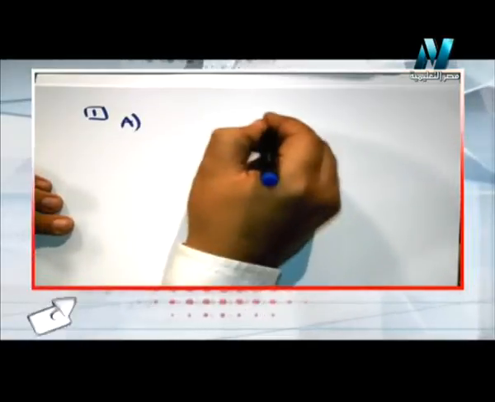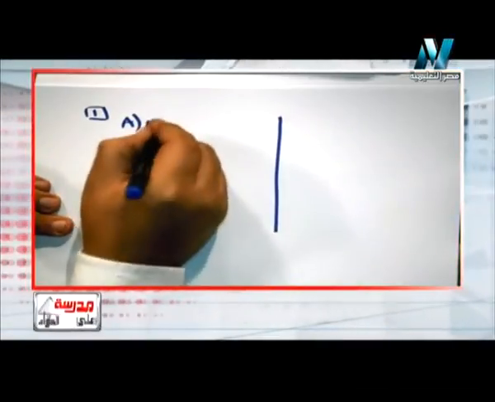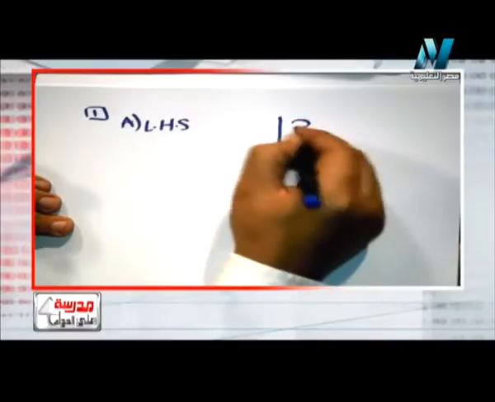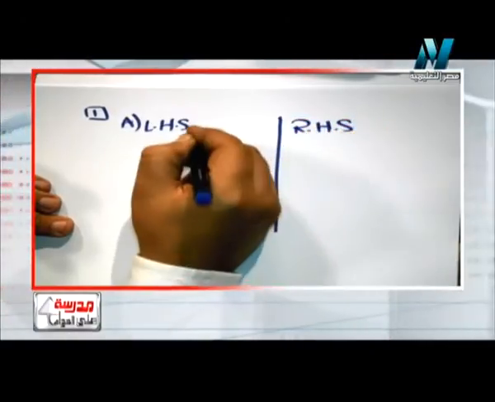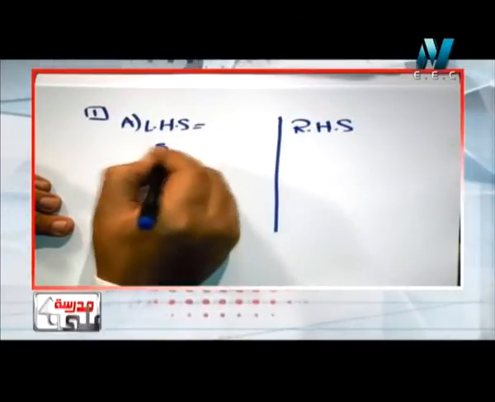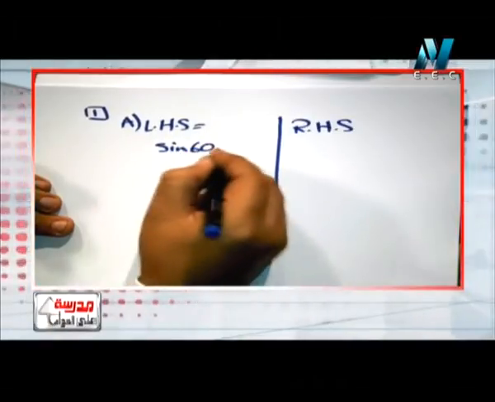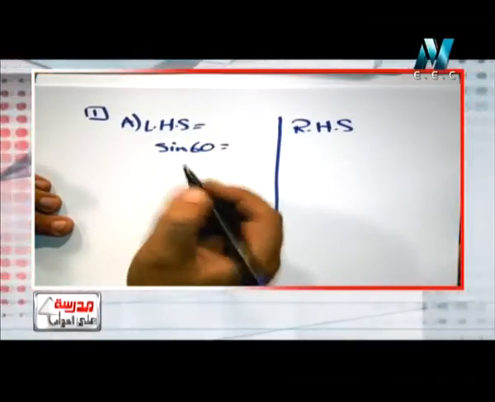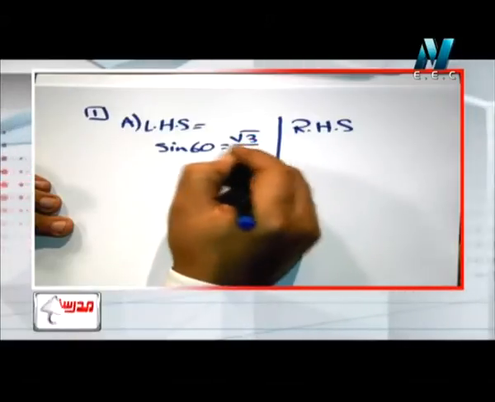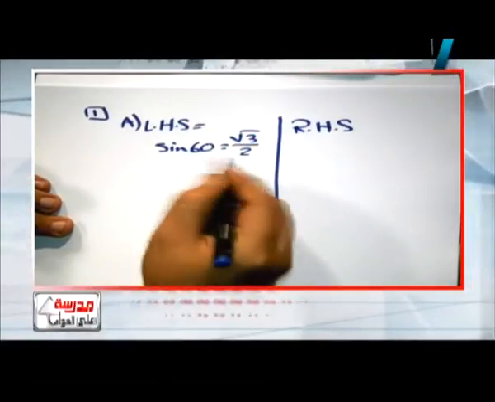As we said before, for any exercise in trigonometry, we use a strategy which is the left-hand side and the right-hand side. In this strategy, we work on the left-hand side, which is sine 60. We have to find sine 60, or you can memorize that sine 60 is root 3 over 2. So this is what we have in the left-hand side.